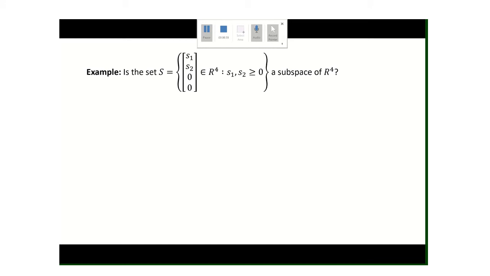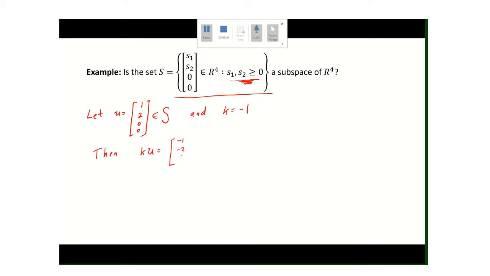What about a set like this? It's very similar to what we just did, with the exception that my two numbers are greater than or equal to 0. So, is this a subspace? Let's just take a look at one example. Let U be 1, 2, 0, 0. It's obvious that that is in my subset, because the first two numbers are greater than or equal to 0. And let K equal -1. What happens when I multiply them together? KU is equal to -1, -2, 0, 0, which is not in S, because my first two numbers are not greater than or equal to 0.